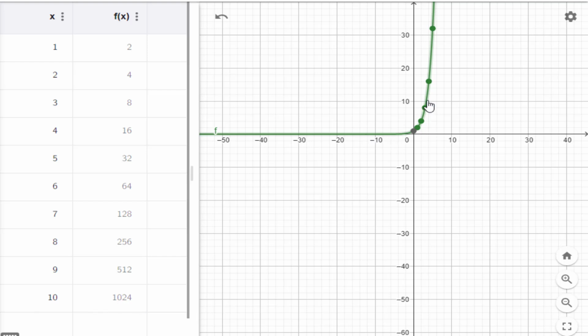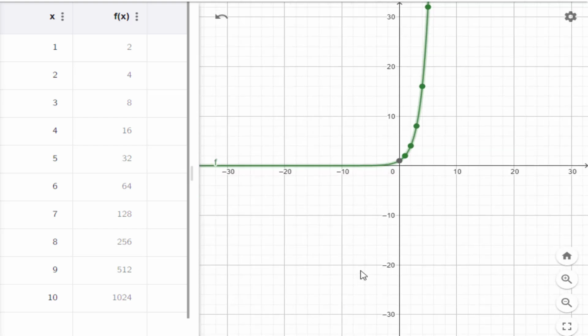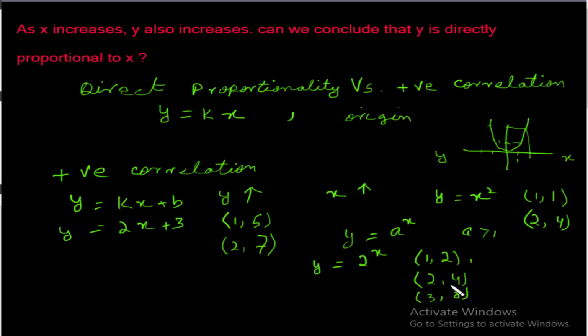And this is the graph. You can clearly see that it's a curve with an upward trend. y increases as x increases, but the relationship is exponential. It's not a straight line. So the conclusion is this one.